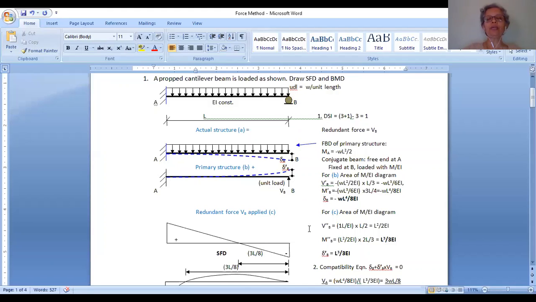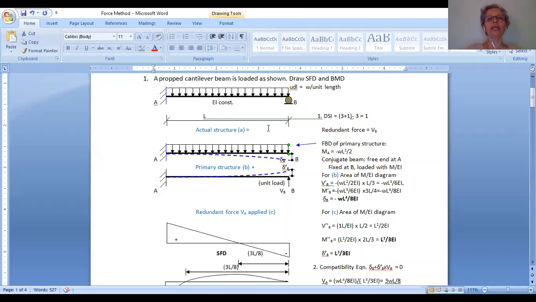Now this is the actual structure wherein at B we have a support. So the next step is we have to apply the redundant force, but we don't know the redundant force. So how to find out the redundant force? At B, we apply the area of the M over EI diagram. If you look at this diagram, I have drawn a primary structure from the original diagram and applied the redundant force over here, such that the deflection at end B is going to be 0.